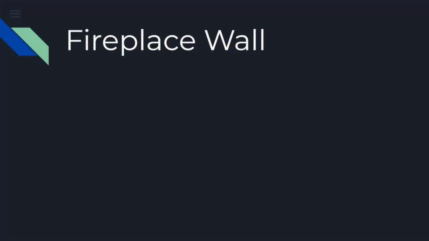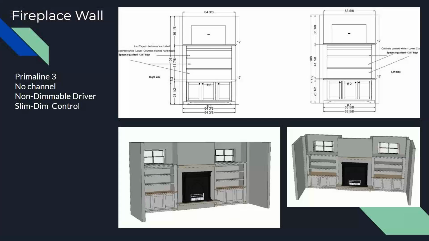All right, so the next example here on the next page is a fireplace wall. Again, really nice drawing we were able to get with this. Our customer wanted a little bit brighter light, so we did the PrimaLine 3 watt. No channel on this. This was actually a custom cabinet guy here in Northeast Minneapolis that I work with. And so he loves this product.